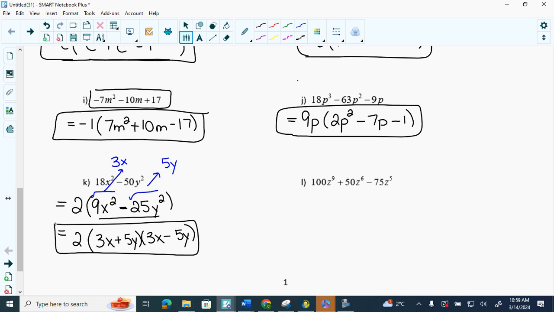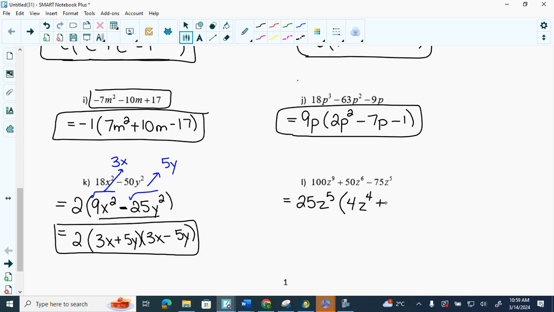My last one is 100z^9 plus 50z^6 minus 75z^5. What could I take out of 100, 50, and 75? 25. Z^9, Z^6, Z^5. How many Z's? Yeah, 5. So I go 100 divided by 25. 100 divided by 25 is how many? 4. Then I have 9 Z's. I take out 5 Z's. How many Z's am I left with? 4.